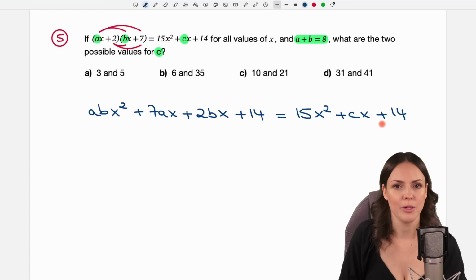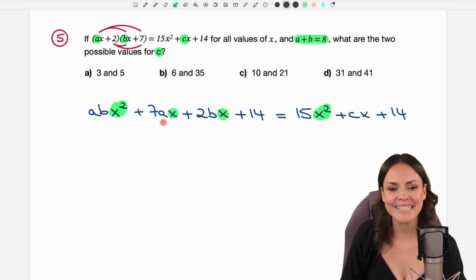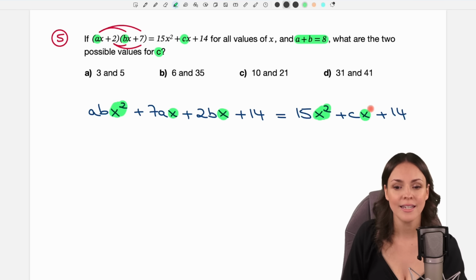Okay, let's compare both sides now, because if we take a look at it, we have x squared here on the left side and a part with x squared here on the right side. We have parts with x here on the left side, but only one part with x on the right side. And then we have this 14 here and here. We are not interested in the 14, so we can also cancel it out on both sides. But we are interested in our c in the end. So c is the number that is multiplied by the x.